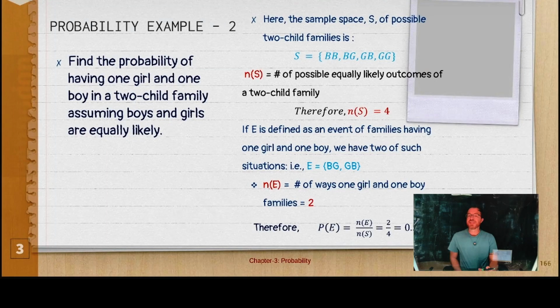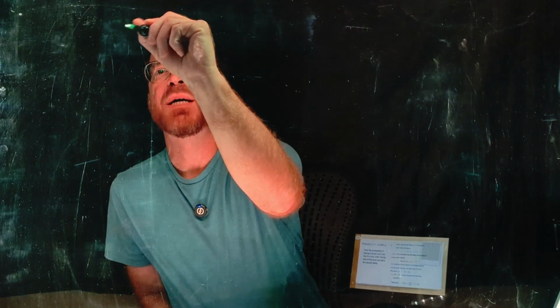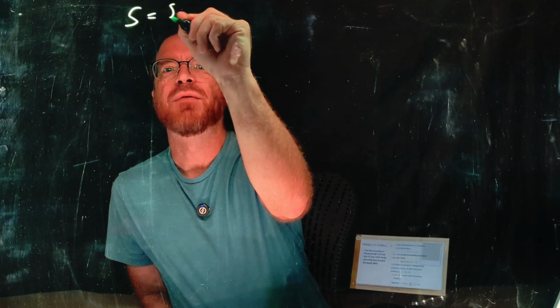Hello everyone. Let's continue with 3.1. In this example, we want to find the probability that a family having two children will have one girl and one boy. So first of all, you want to start with your sample space. Our sample space would be all of the possibilities of having two children.